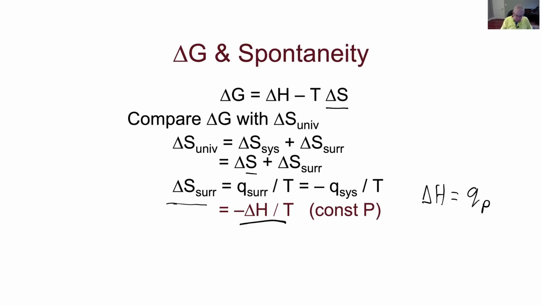So what I'm going to do now is take this term and bring it up there and put it in for delta S for the surroundings, okay? So that gives us delta S for the universe equals delta S for the system minus delta H over T. This is now getting to look more like what we have up here, okay?